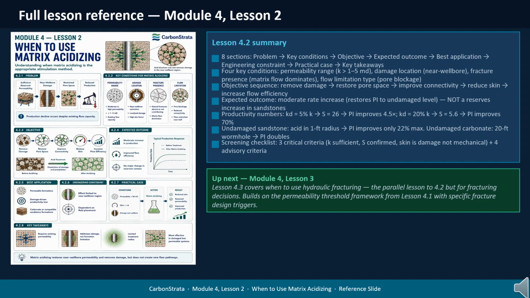Look at the left side first. This is the full lesson map. All sections are visible in one view. You have already moved through each block. Problem, conditions, mechanism, productivity, applications, constraints, cases, checklist, and takeaways. So this is not new information. It is showing the structure as a whole.